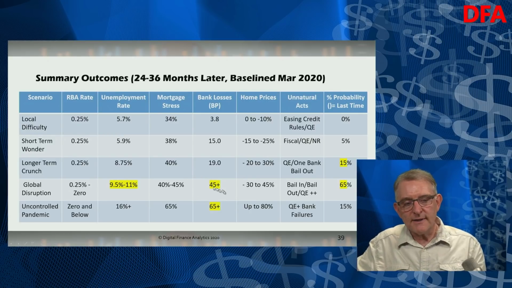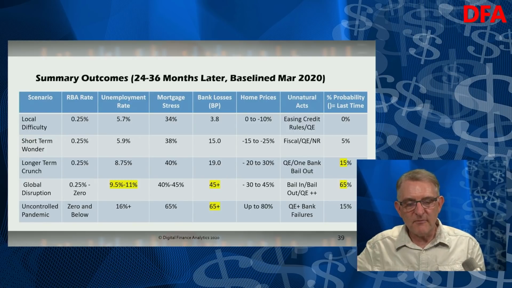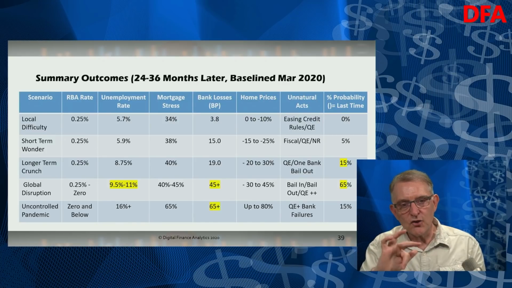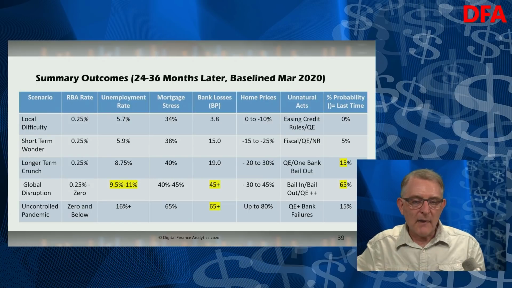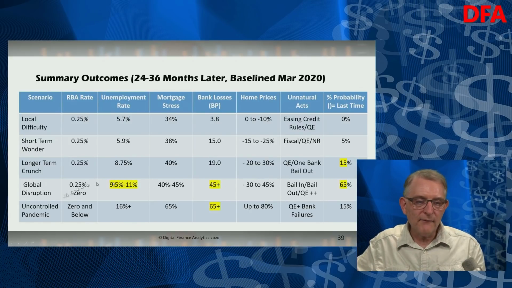And the bank losses are considerably higher than previously. They were sitting at sort of 30, 35 previously. Now it's 45 basis points. That's because of what we're seeing with regards to some of the issues that we're following already with households struggling. And by the way, we also update if it's uncontrolled. In other words, if you actually let it rip, then we start to see even more significant house price falls, down 80%. But we also see high bank losses. So we don't want to go there.